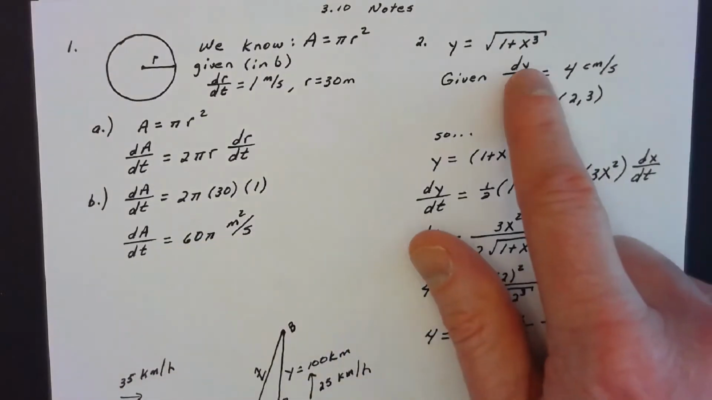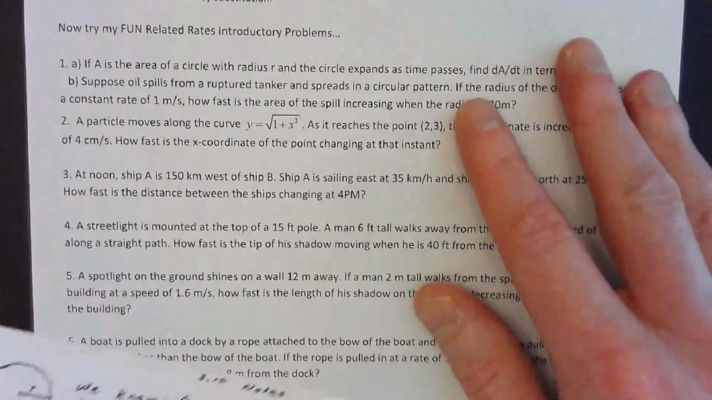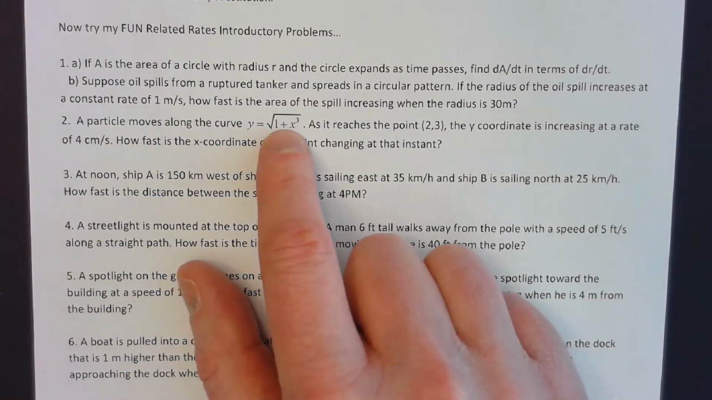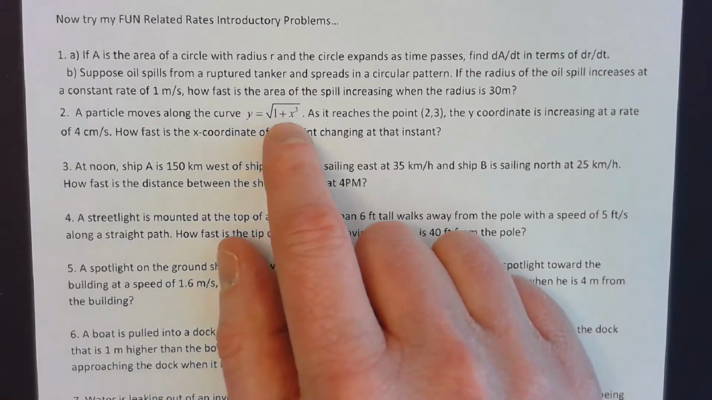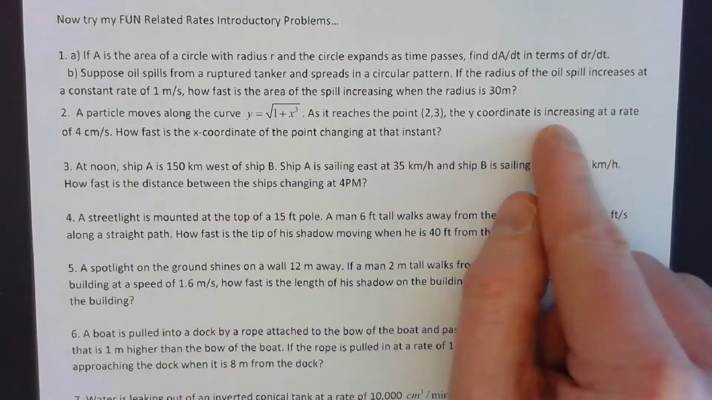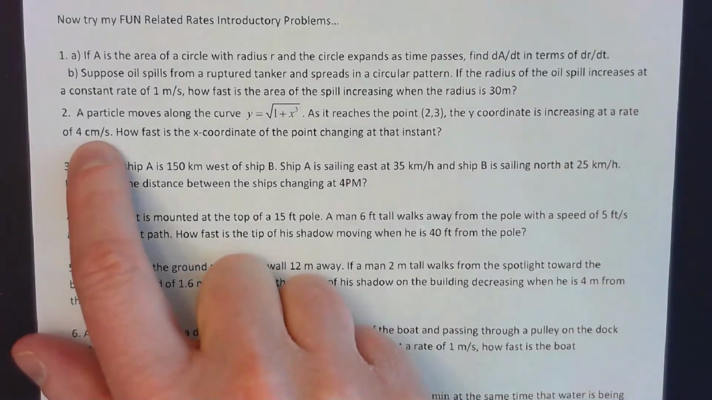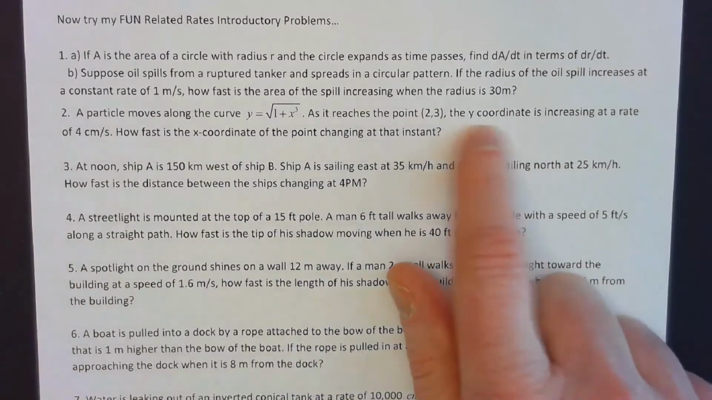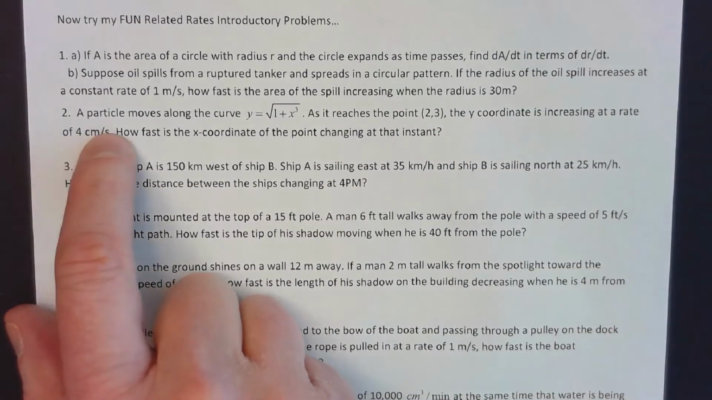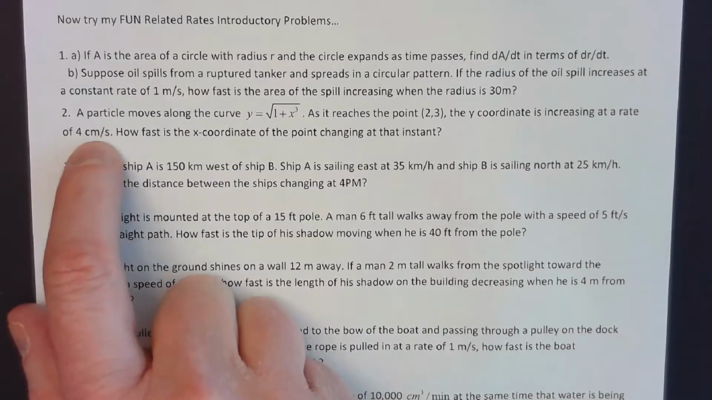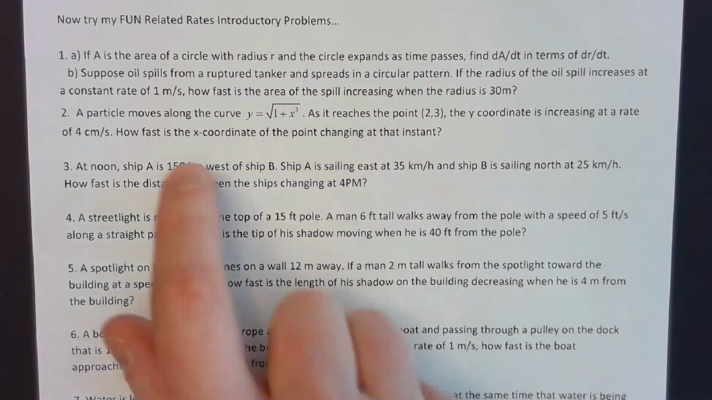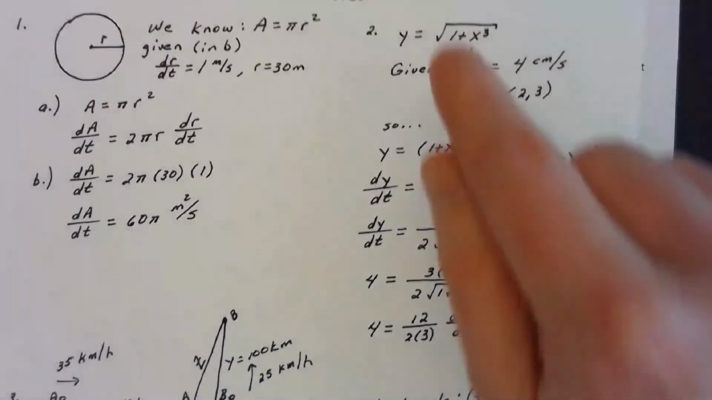Now, for my next problem, a particle moves along a curve, the square root function, y equals the square root of 1 plus x cubed. As it reaches the ordered pair (2, 3), you're told that the y-coordinate is increasing at a rate of 4 centimeters per second. So instantly you need to pick up that the y-coordinate is increasing at 4 centimeters per second. That's the change in y over the change in time, that is dy/dt. How fast is the x-coordinate at that point changing at that instant? So our goal of the problem is dx/dt. Here's how I worked it.